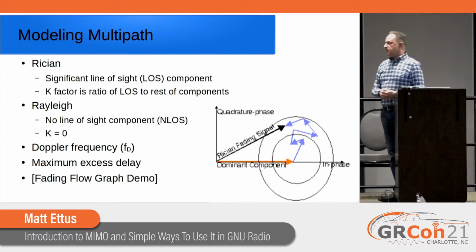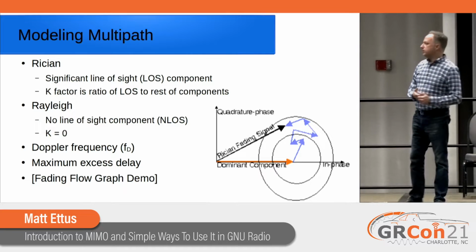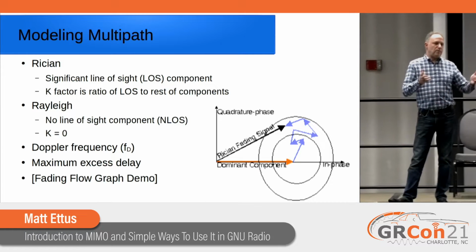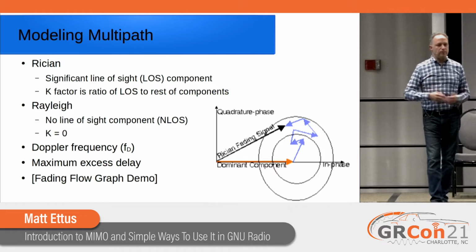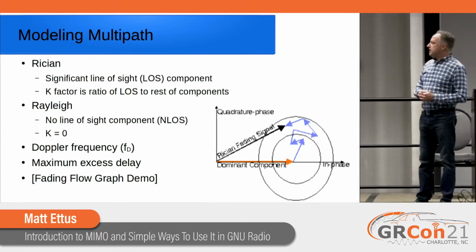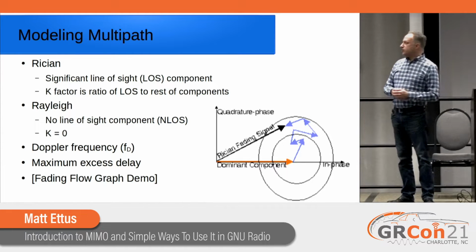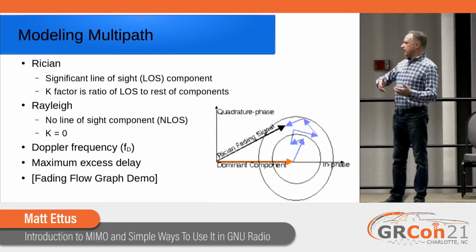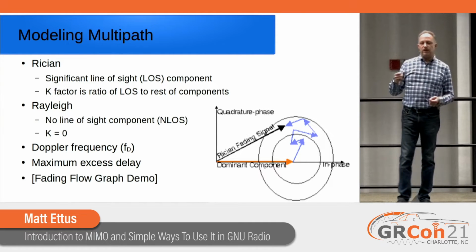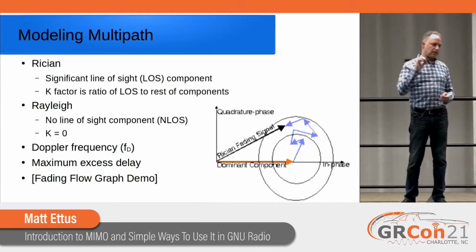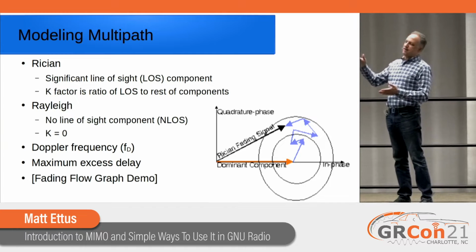So how do we model multipath? There are two main distributions that are used, the Riceian and the Rayleigh, and they're really just probability distributions. I don't think either Rice or Rayleigh did radio stuff. They were probability guys. But the difference is that Riceian has a line of sight component, whereas Rayleigh has no line of sight component. That means Rayleigh is composed entirely of reflections, and you don't have the direct path.